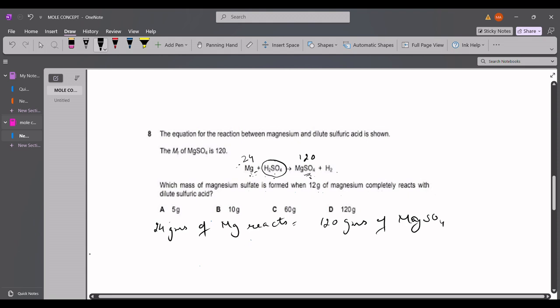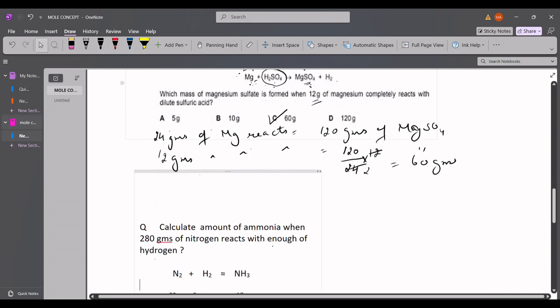So if the question is given for 12 grams of magnesium reacting, then how much magnesium sulfate should be formed? It is a simple unitary method. 120 divided by 24 into 12 leaves us with 60 grams. So what is the option? C is correct for this option.